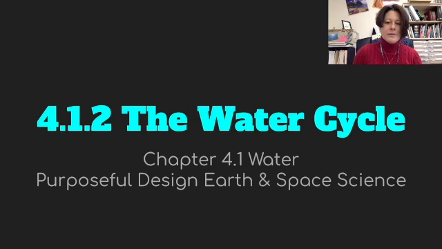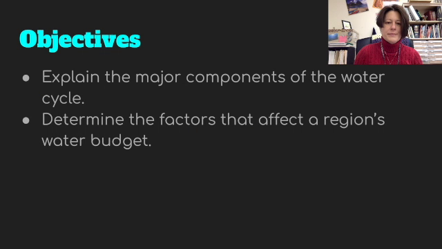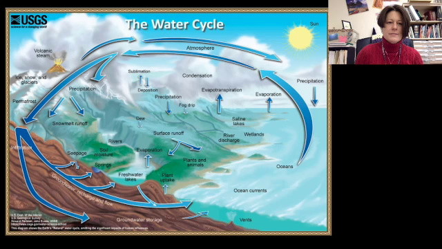Today, our topic is going to be the water cycle from Section 4.1.2. So, our objectives today are going to be to explain the major components of the water cycle and to determine the factors that affect a region's water budget. So here is a diagram of the water cycle, and there is a lot going on here, and we're going to take a look at some of the different parts of this.